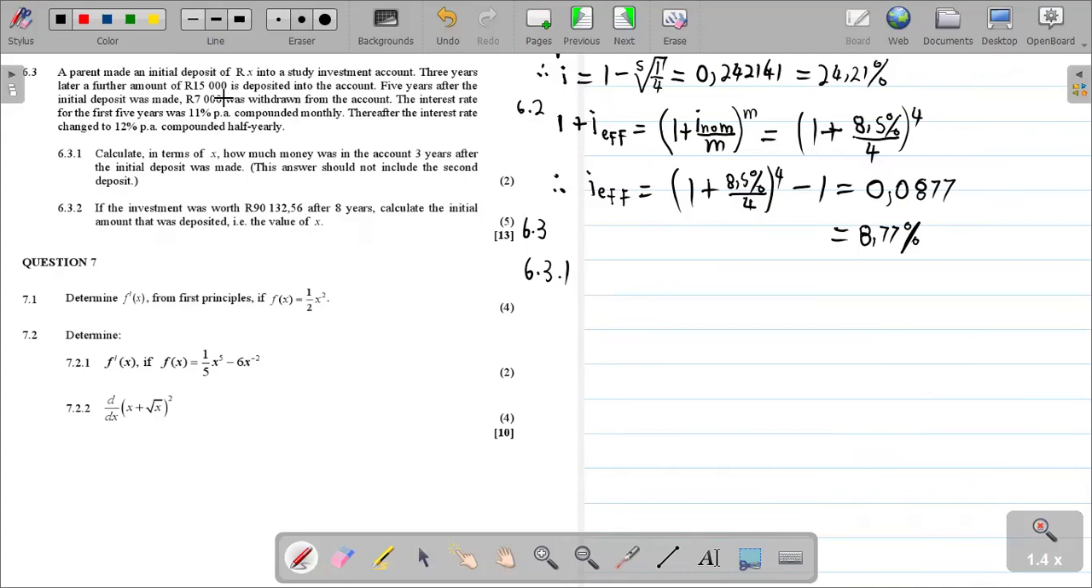7,000 was withdrawn from the account. And then they say the interest rate for the first 5 years was 11% per annum compounded monthly. Thereafter, the interest rate changed to 12% per annum compounded half yearly.